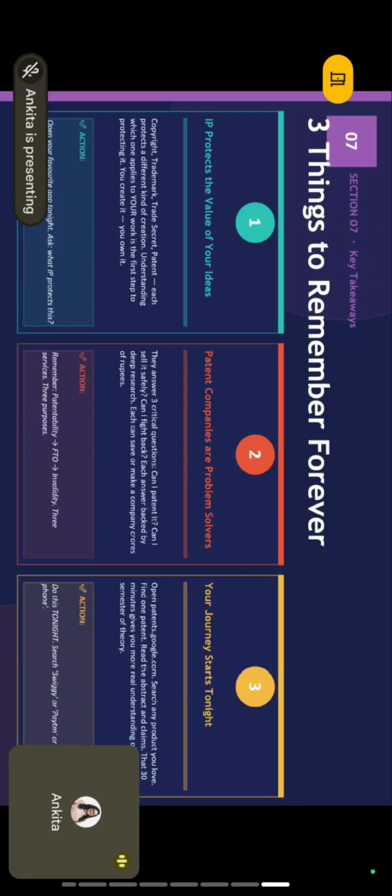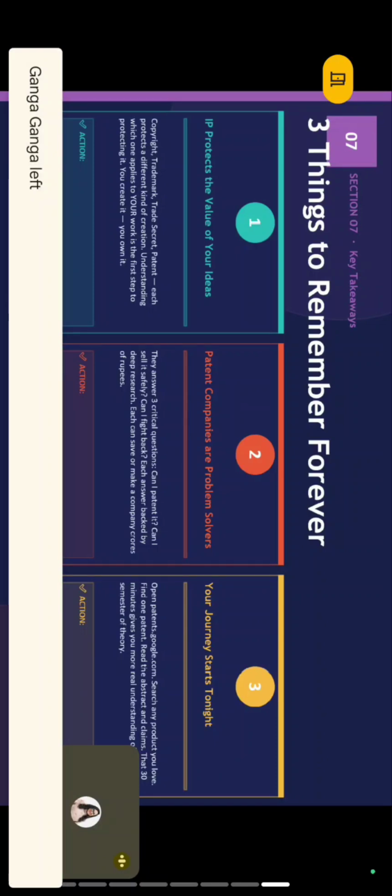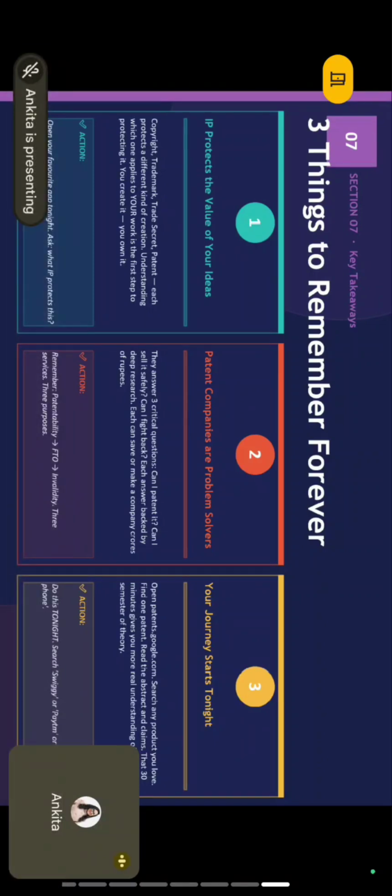We are almost at the end of the session, and here are 3 things I want you to carry with you from today. The first thing is IP protects the value of your ideas. Copyright, trademark, trade secret, patent, each protects a different kind of creation. Understanding which one applies to your work is the first step to protecting it. You create it, you own it. You can open your favorite app tonight and ask what IP protects this, whether it is a trademark, a copyright, or a patent.